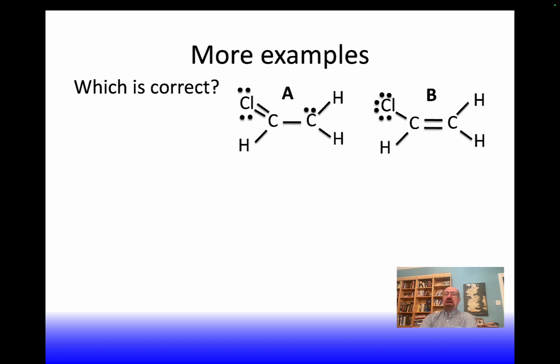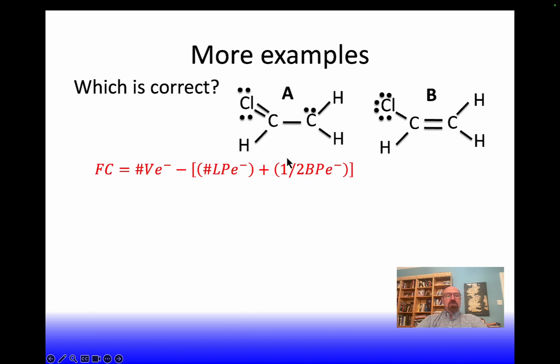I told you I would come back to this, all right? So the question was, some of you drew this structure instead of this structure when I was looking at your warm-ups. You were trying to figure out where do you put the double bond. So which structure is correct? So I'm going to use the formal charge rules and apply it to each structure, and then we'll see. So again, formal charge equals, to pick an atom, the number of valence electrons minus the sum of the lone pairs plus half the bonded pairs.